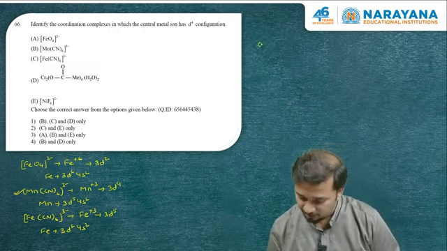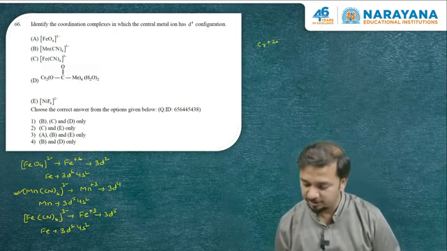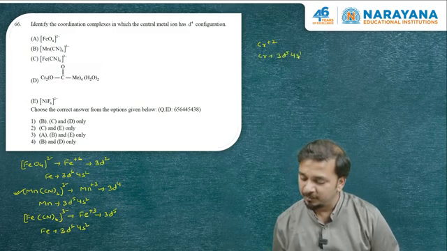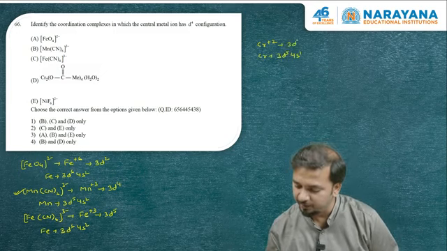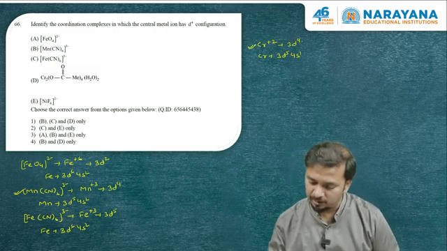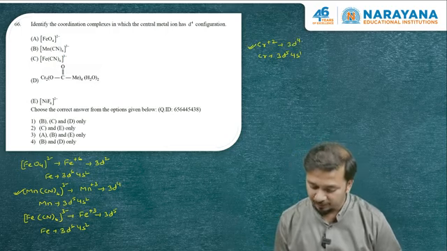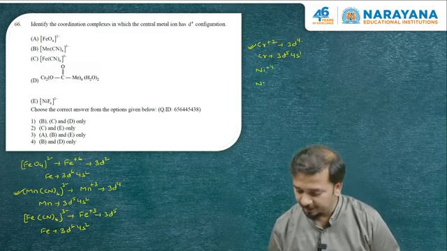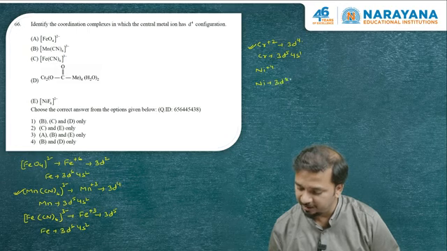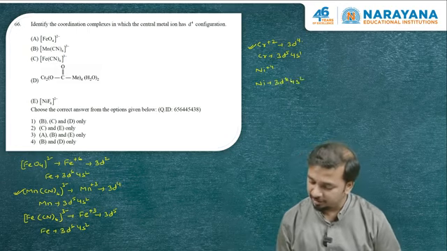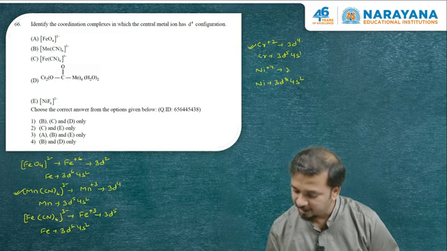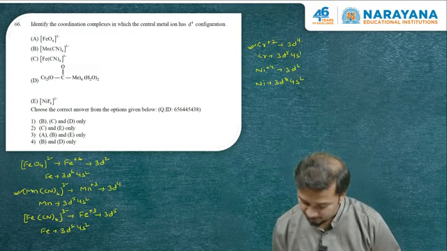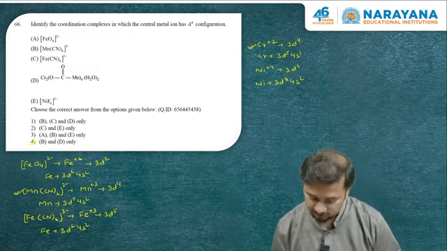Next one is complex in which chromium is present in plus 2 oxidation state. Now, we know chromium configuration is 3d5 4s1. If we remove 2 electrons from this, it will become 3d4. So, yes, in this case also the central metal ion is having d4 configuration. And last one is nickel plus 4. Now, we know nickel in the ground state is having 3d8 4s2 configuration. Now, if you remove 4 electrons from this, it will have 3d6 configuration. So, the correct answer for this is B and D. So, correct answer is option number 4.